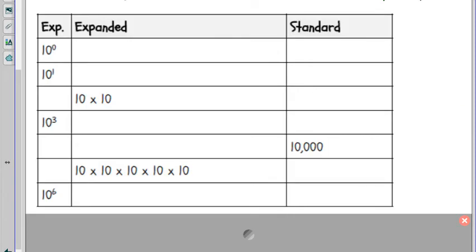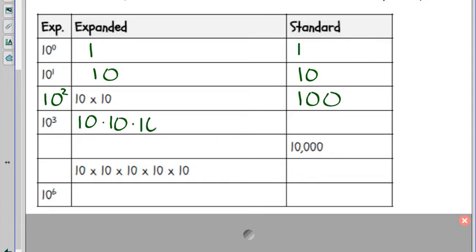So let's look at this. First, we want to look at some patterns, okay? And this is going to help us see how we can do a lot of this work mentally. So 10 to the 0 power, anything to the 0 power we learned is 1. 10 to the 1st power is just 10, because I only have one 10. Now, hopefully, we remember that this is 10 to the 2nd power, and you know how to do 10 times 10. That's 100. 10 to the 3rd power is just going to be 10 times 10 times 10.